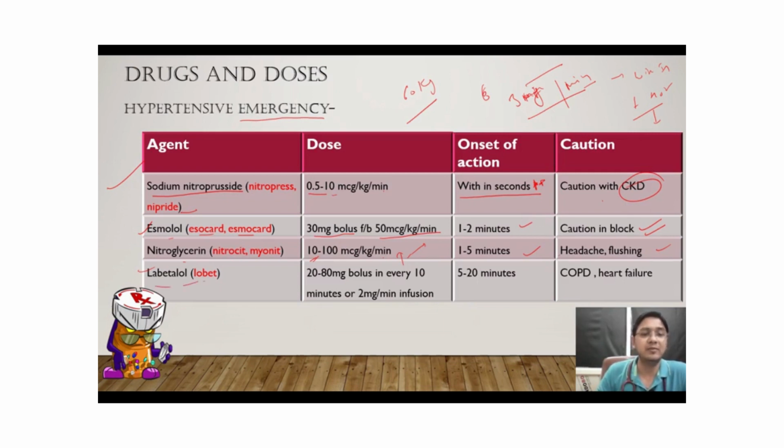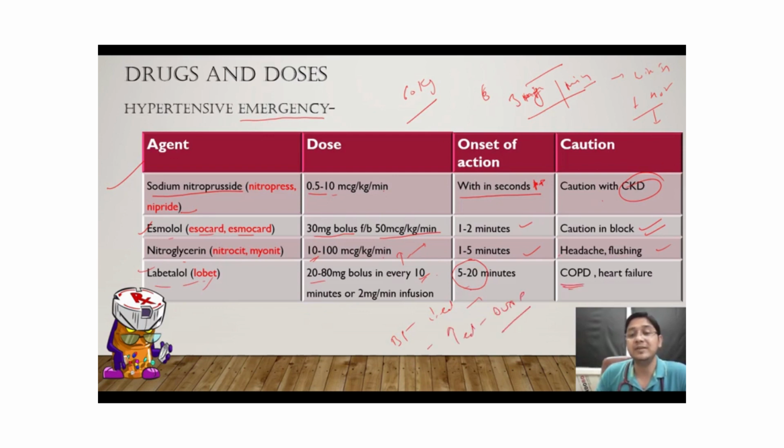The fourth very common drug available and used in the medicine ICU is labetalol, available as Lobet 50 milligram vials in the market, and we have to give a 20 to 80 milligram bolus every 10 minutes. Let's say a patient came to you and you give a 40 milligram bolus and you see the response in 10 to 20 minutes. Onset, as we see, is within 5 to 20 minutes. So you give the 40 milligram bolus, you see the response. If BP is reduced, you will continue with that. If not, then you will increase the dose.